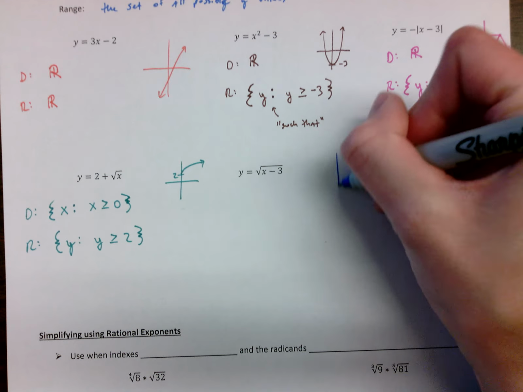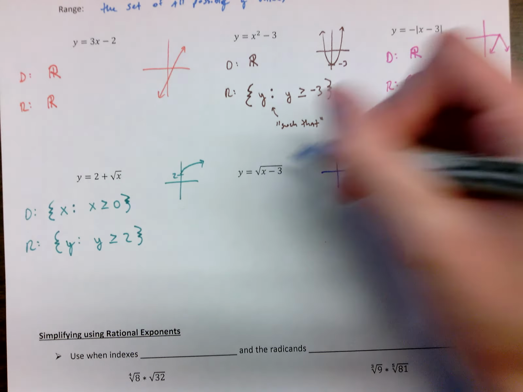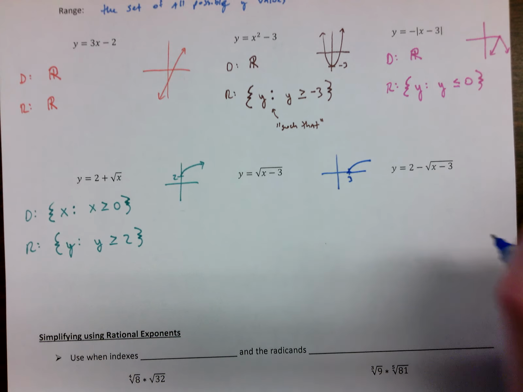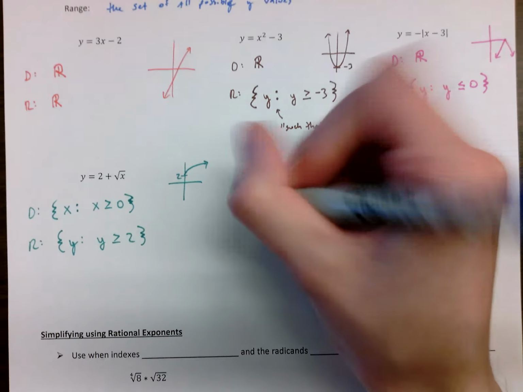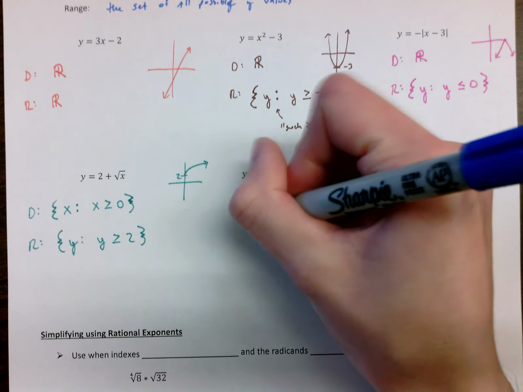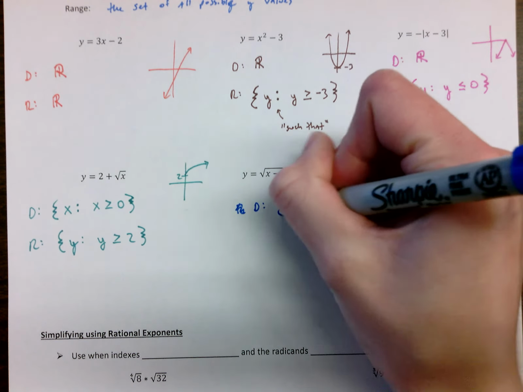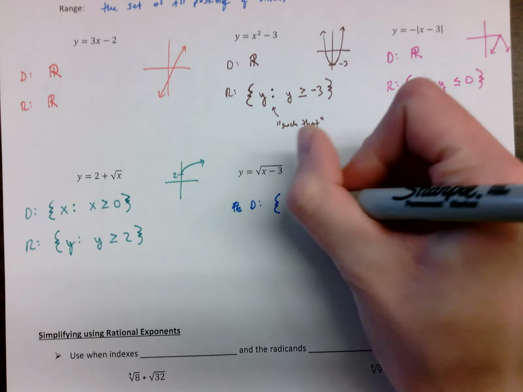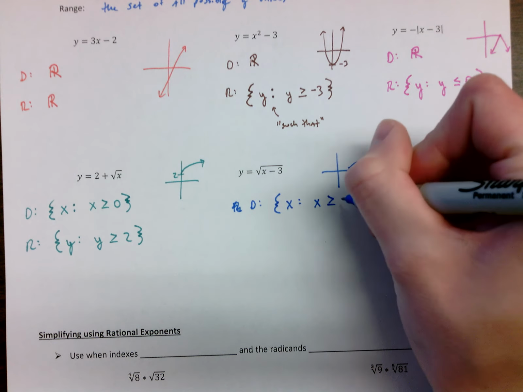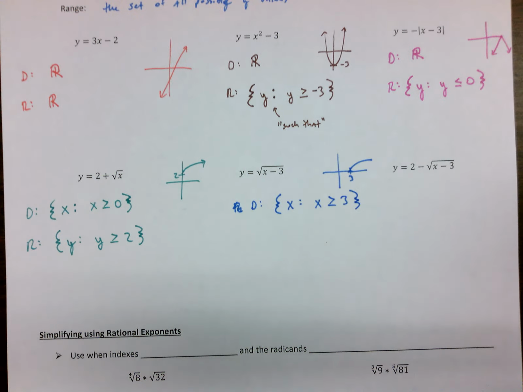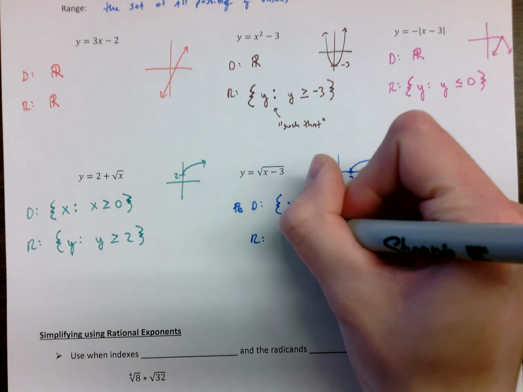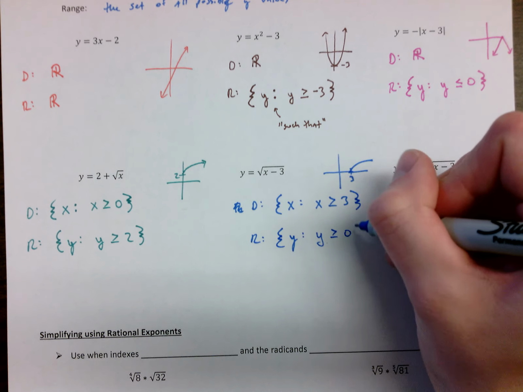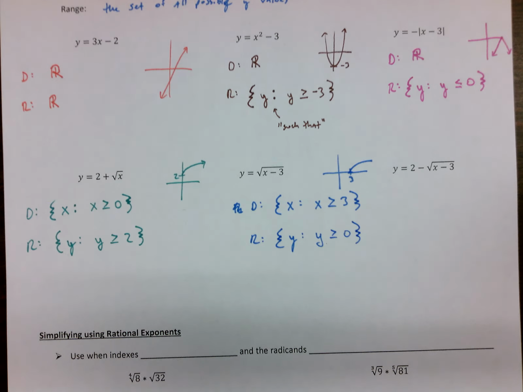Okay, so this guy, square root graph, has been shifted to the right 3. So it's something like this, where here's 3. For my domain, all of my x values are 3 and larger. So I'm going to write x such that x is greater than or equal to 3. And then for my range, y such that y is greater than or equal to 0, because it's always above the x-axis.